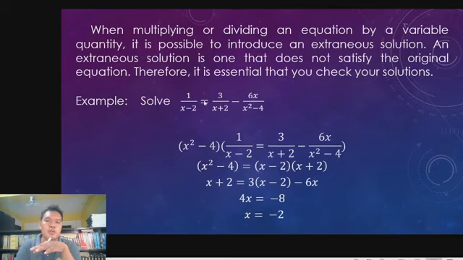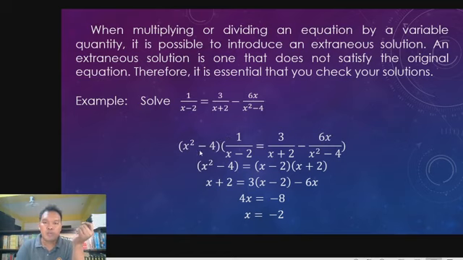For example, we have solve 1 over x minus 2 is equivalent kay 3 all over x plus 2 minus 6x all over x squared minus 4. So, therefore, x squared minus 4 is equivalent kay x minus 2 multiplied by x plus 2, which is one of our denominator. No? So, pwede natin gawin na ito na yung i-multiply natin dun sa total equation natin. So, both left and right equation natin.